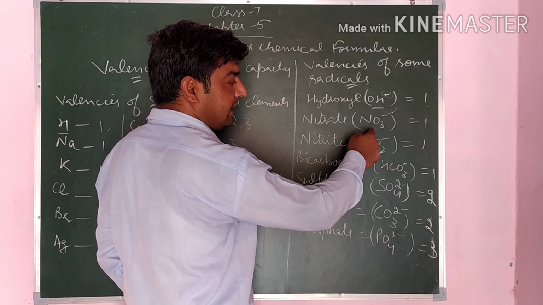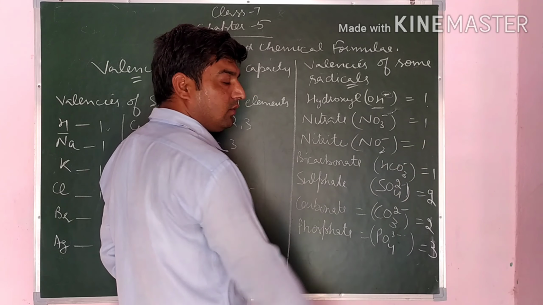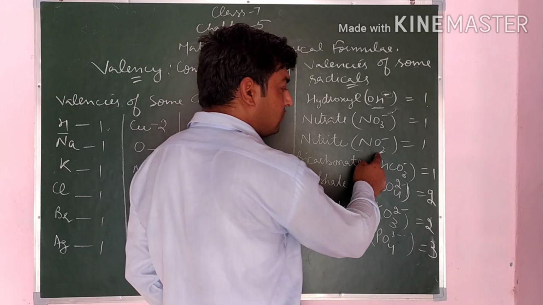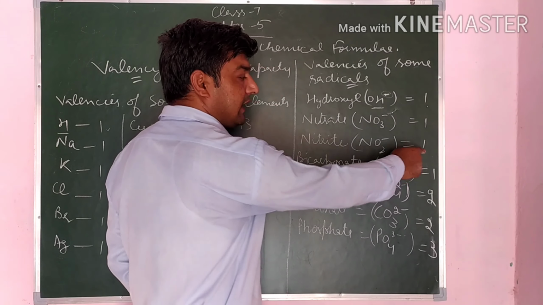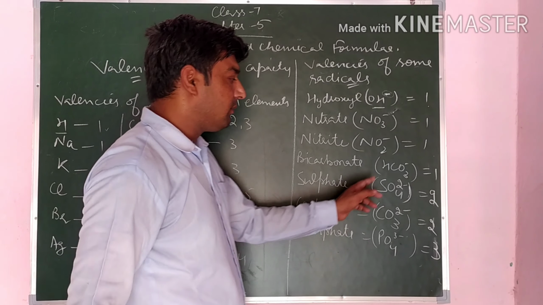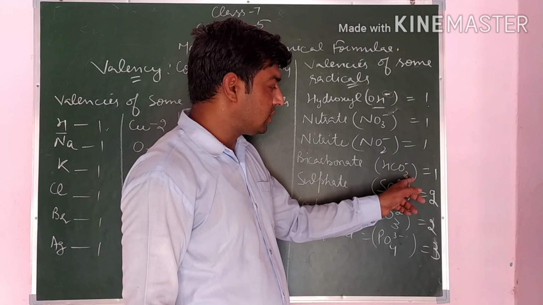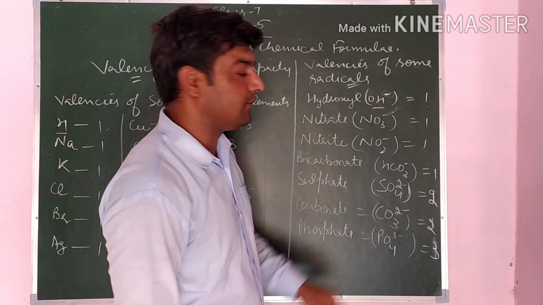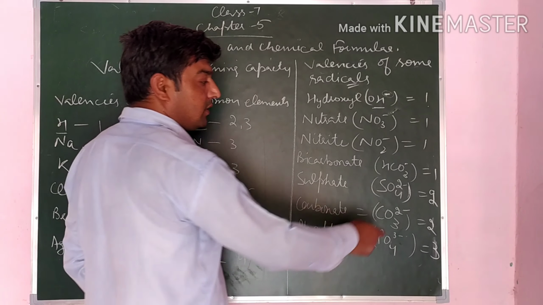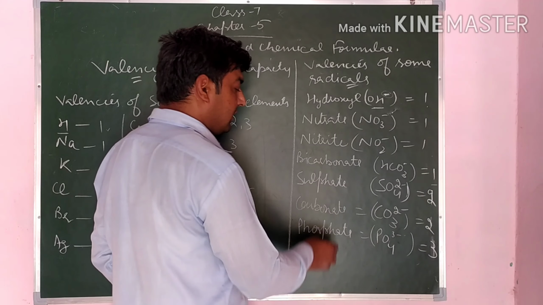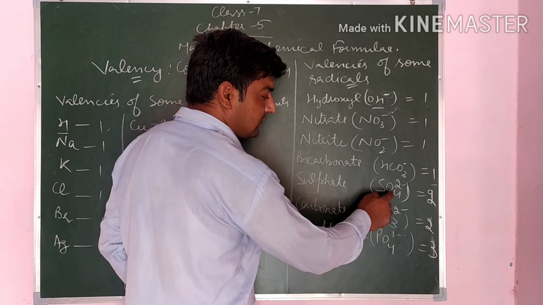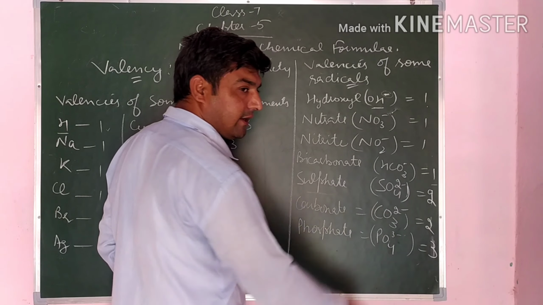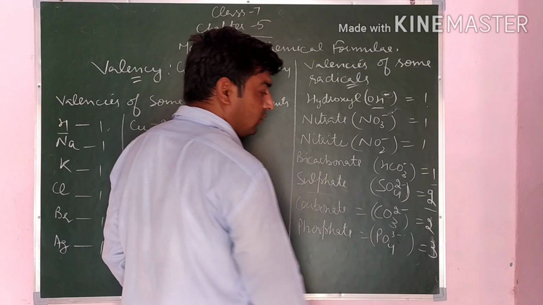Nitrate ion NO3 negative, valency 1. Nitrite ion NO2 negative, valency 1. Bicarbonate means HCO3. Here above we have a negative sign in the superscript. So its valency is 1. Similarly, sulfate SO4 2 negative, it means its valency is 2.